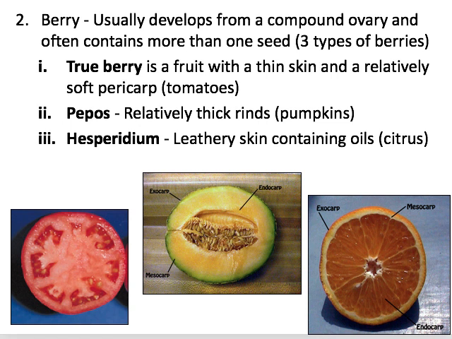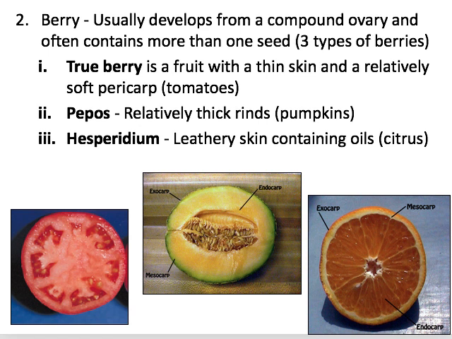Number two is a berry. A berry usually develops from a compound ovary and often contains more than one seed. And we need to further break down berry into three types. First, a true berry. This is a fruit with a thin skin and a relatively soft pericarp. For example, things like tomatoes are true berries.